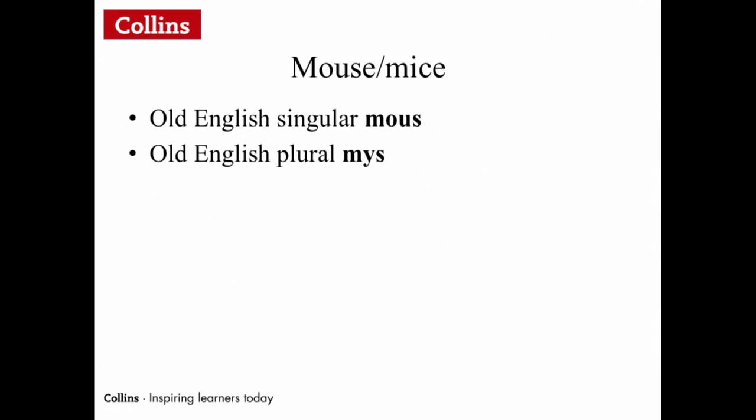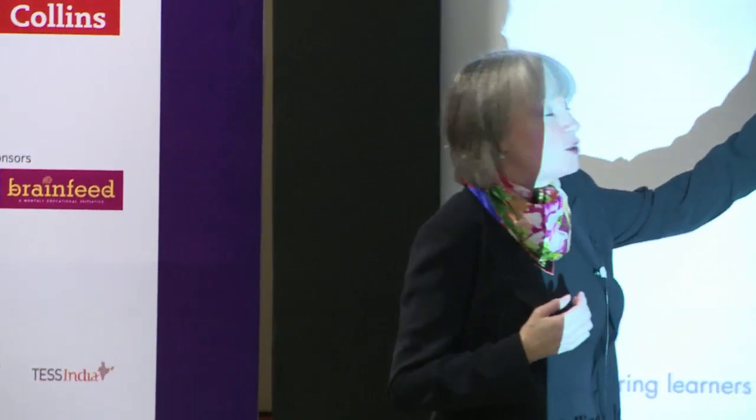We don't have this sound in English anymore. To make this sound, you put your tongue behind your back teeth and almost say, instead of saying ee, say oo. Can we all do it? Oo, ee. Great. So Old English formed its plural. It took moose and turned it into moose. Okay? Moose.